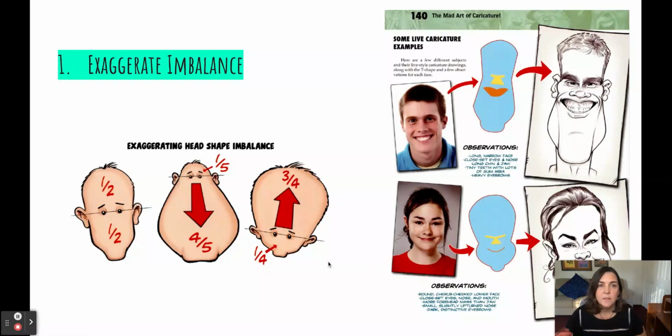If your subject has a distinctive jawline or forehead, you could exaggerate that portion of the face. You can see the portrait here. This is the blocking, and then they've exaggerated the chin by moving the eye line up.